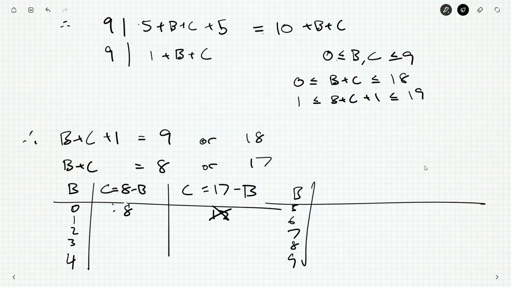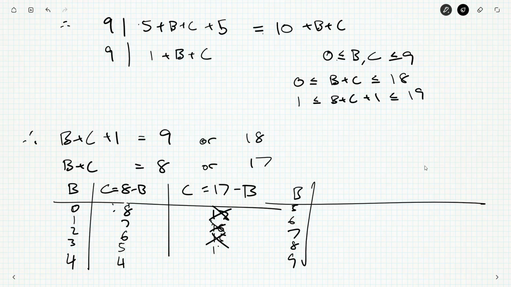So C could be 8 or C could be 17. Well, no, it can't be 17. 7 or 16? Nope. 6? Yeah, it could be 6. 15? Absolutely not. 15 is not a single digit. That's the problem. C could be 5. C could be 4.